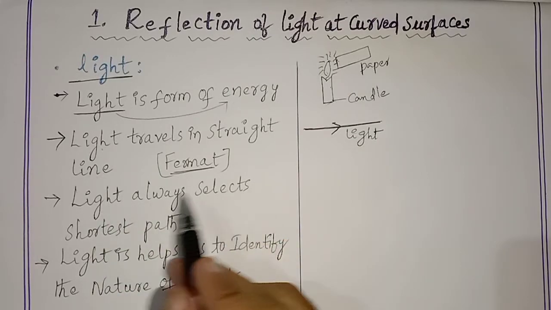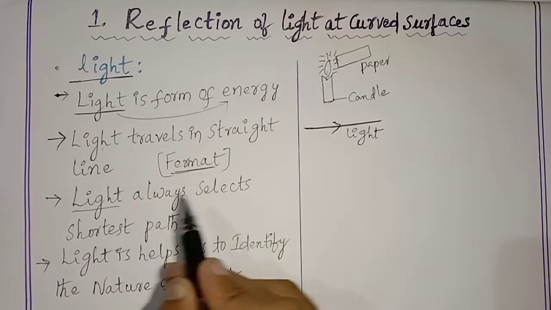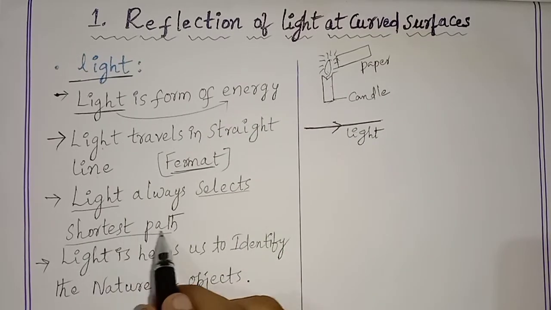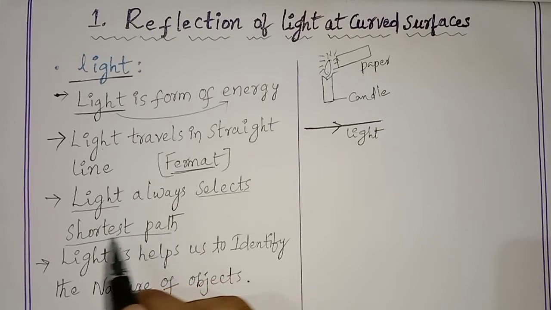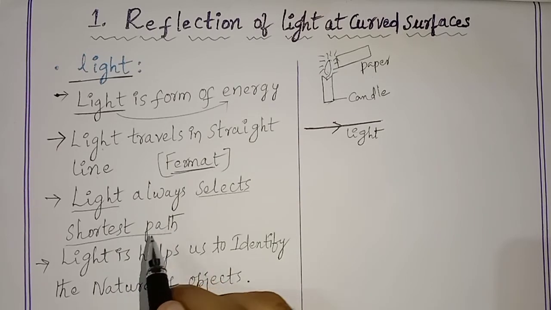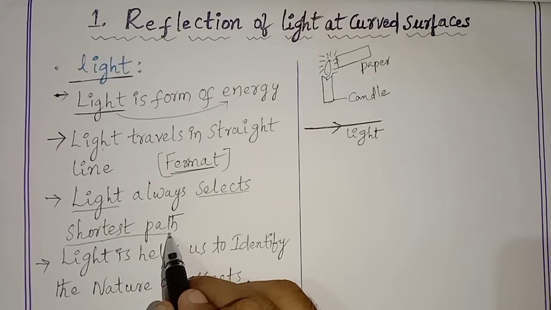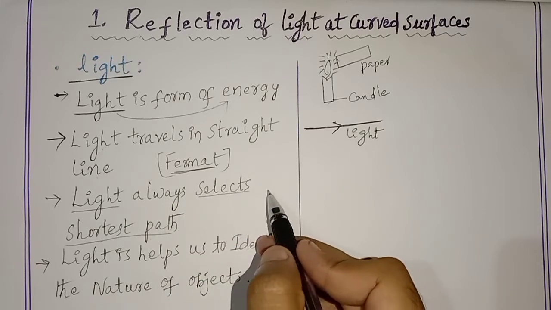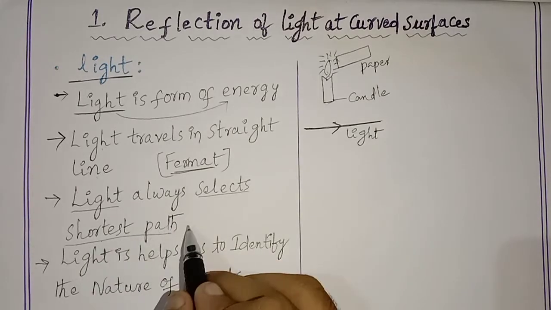And the third property: light always selects the shortest path. Remember, here is a very important point: light always selects the shortest path. What do you mean by shortest path? Shortest path is nothing but a shortcut. Remember, shortest path means it covers the least distance. Covers what? Least distance. It means light always travels at high speed. Light always travels at high speed, so it covers the shortest path.